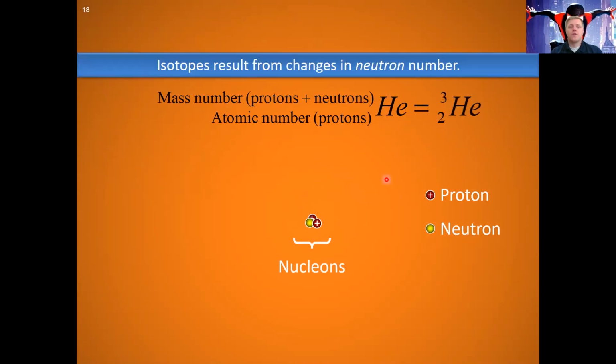So what happens if a neutron leaves? Well, now our mass changes. And this gets us into what are called isotopes. So isotopes are different atoms of the same element. So they have the same number of protons, but they weigh different amounts. They weigh different amounts because they each have different numbers of neutrons in their center, in their nucleus. So helium-3 has 2 protons and 1 neutron. Helium-4 has 2 protons and 2 neutrons.